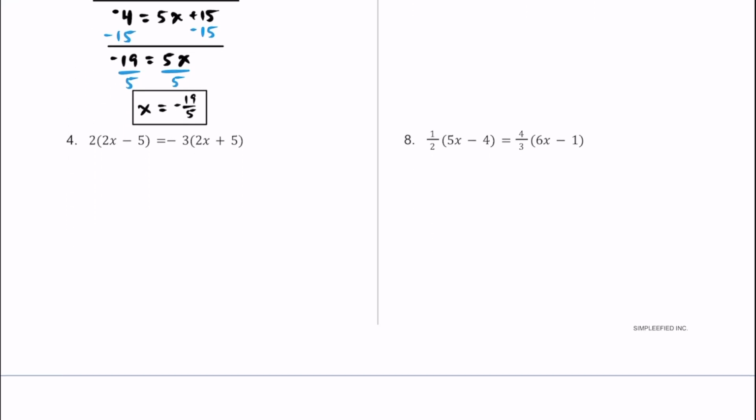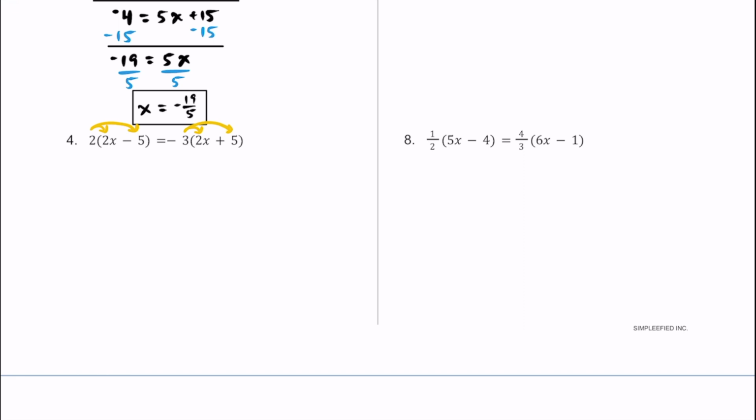it looks like we have a little bit more to look at because we have 2 sets of parentheses. On the left side, we have 2 times the quantity of 2x minus 5, and that's equal to the right side of negative 3 times the quantity of 2x plus 5. So let's go ahead and distribute this 2 to both terms over here on the left side, and let's also distribute this negative 3 to both terms in the parentheses to the right side.